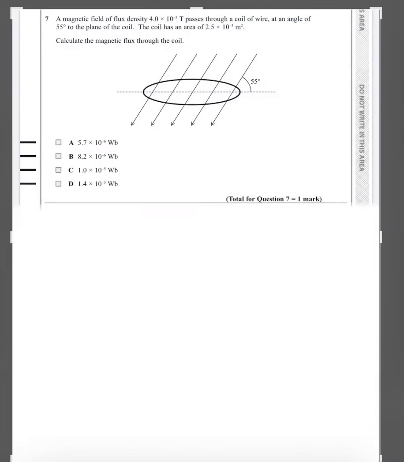7. A magnetic field of flux density 4.0 × 10^-3 Tesla passes through a coil of wire at an angle 55 degrees to the plane of the coil. The coil has an area 2.5 × 10^-3 meter squared. Calculate the magnetic flux through the coil. So we have magnetic flux equals magnetic flux density times area times sine theta. This sine theta is here since we use the sine of this theta value to determine the perpendicular component of the magnetic field through the coil.